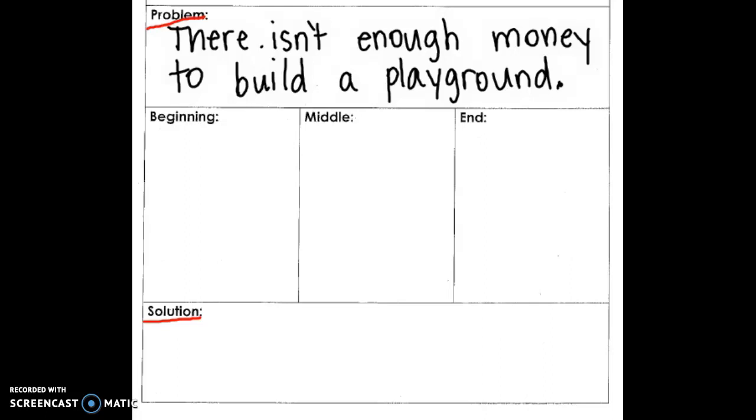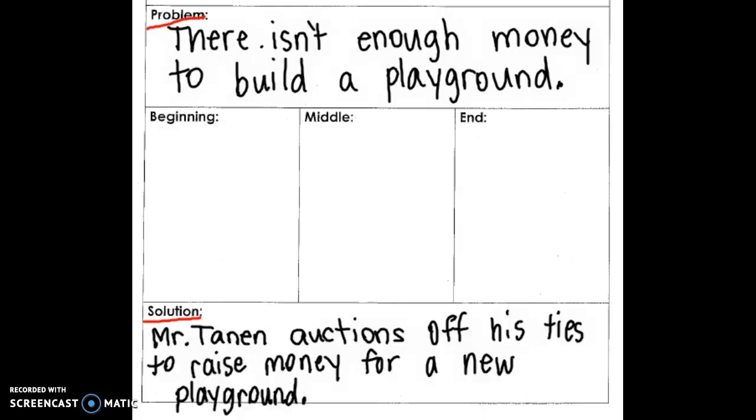What is the solution to not having enough money for the playground? What does Mr. Tannen do to try to solve his problem? I want you to think about that. I want you to pause and think about it and see if you can come up with your solution all on your own. So the solution I came up with that was in the book was that Mr.